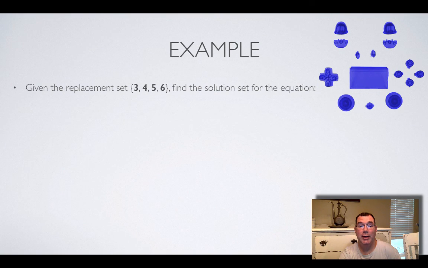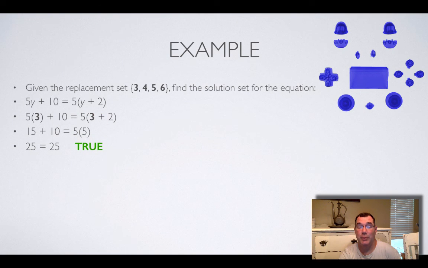Okay, so here's another example. If I have 3, 4, 5, and 6, I want to find the solution for 5y plus 10 equals 5 times y plus 2. So if I replace y with 3, I get 5 times 3 plus 10 equals 5 times 3 plus 2. 15 plus 10 equals 5 times 5. 25 does equal 25. So 3 is a solution.